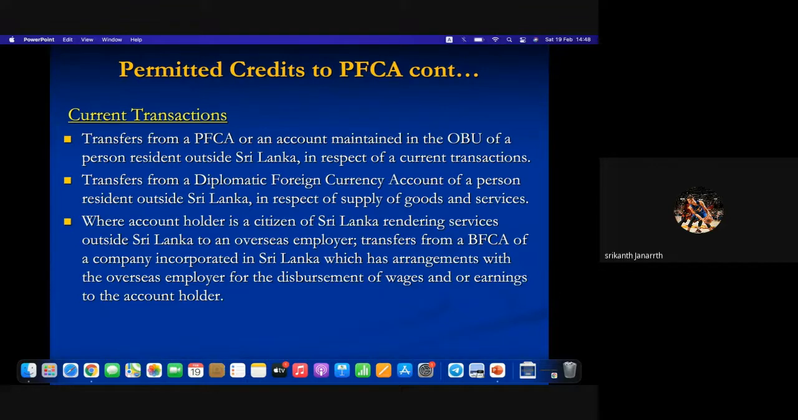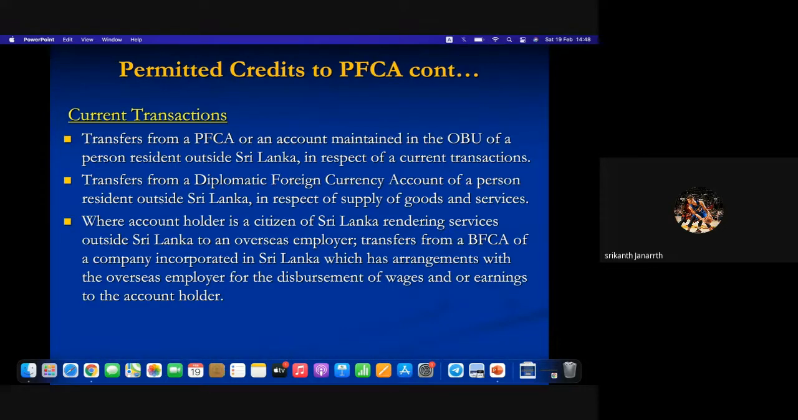Current transaction can be anything, a service or something related. When I'm buying something and want to send some money, I can do the transaction as a current transaction related to goods or services. It is possible, right? It's the current transaction: a transfer from the diplomatic foreign currency account of a person resident, in respect of supply of goods or services. Yes, a diplomatic person.